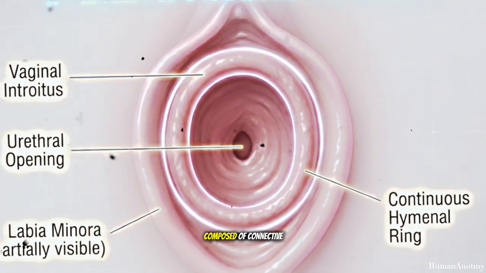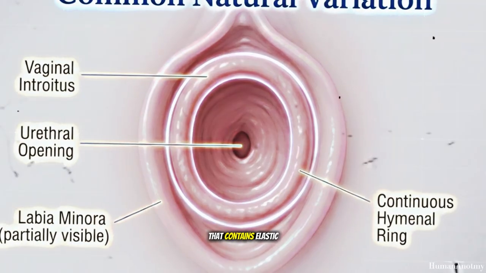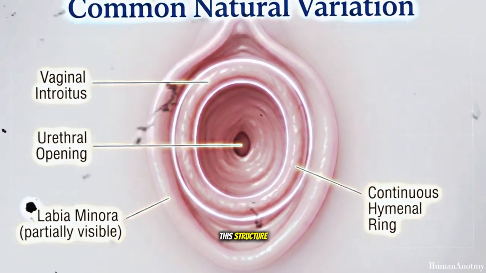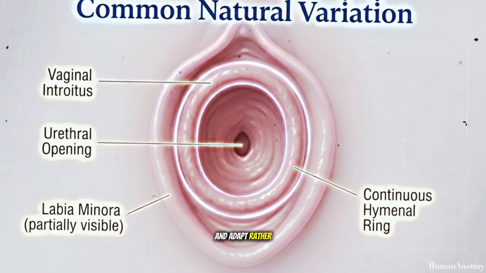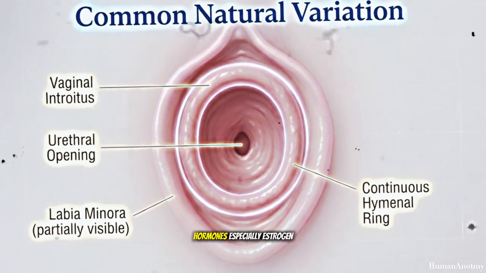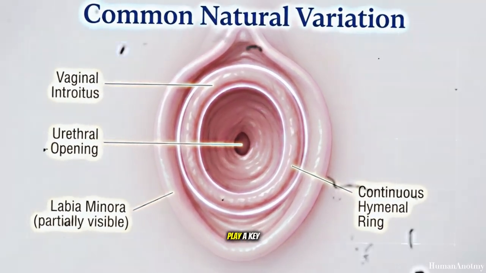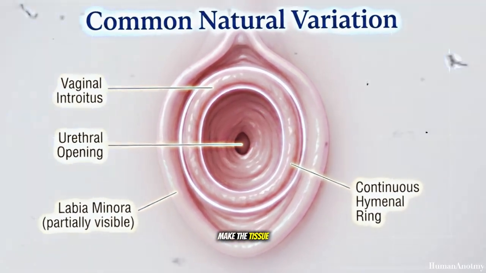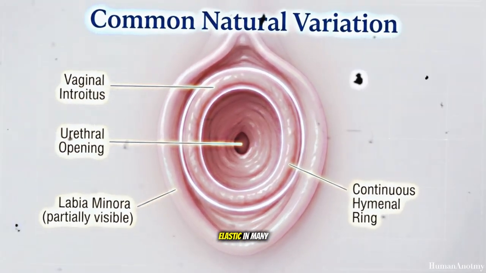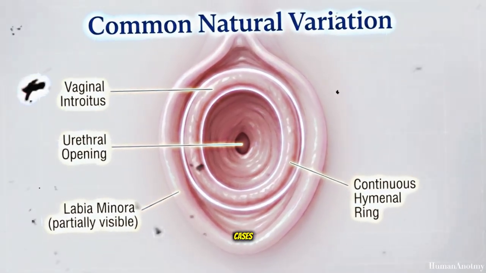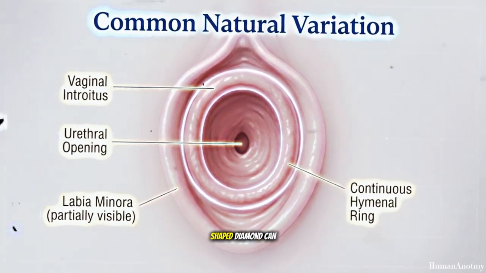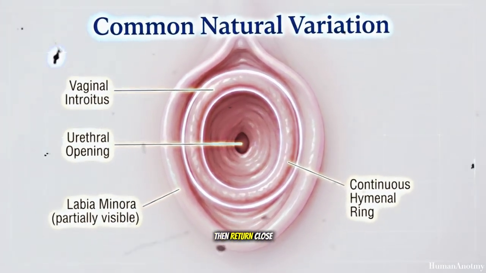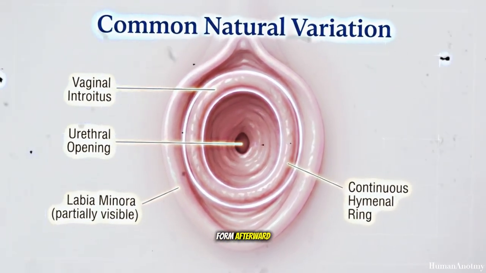The hymen is composed of connective tissue that contains elastic fibers and small blood vessels. Because of this structure, it can stretch and adapt rather than tear completely. Hormones, especially estrogen, play a key role in this flexibility. Higher estrogen levels make the tissue thicker, softer, and more elastic. In many cases, the central opening of a ring-shaped hymen can stretch during physical activity or penetration and then return close to its original form afterward.